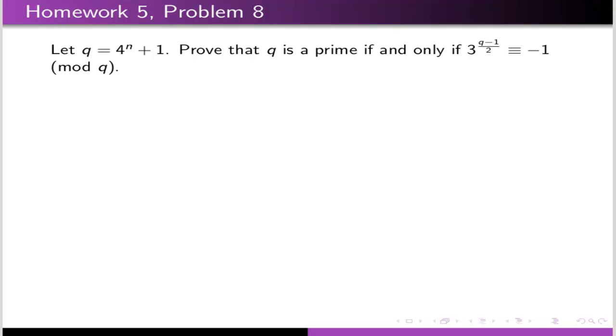Problem 8. Let Q be 4 to the n plus 1. Prove that Q is a prime if and only if 3 to the q minus 1 over 2 is congruent to negative 1 mod q. Okay, so we have a test that you can use, but let's just go back to scratch and think about it. So suppose Q is a prime.